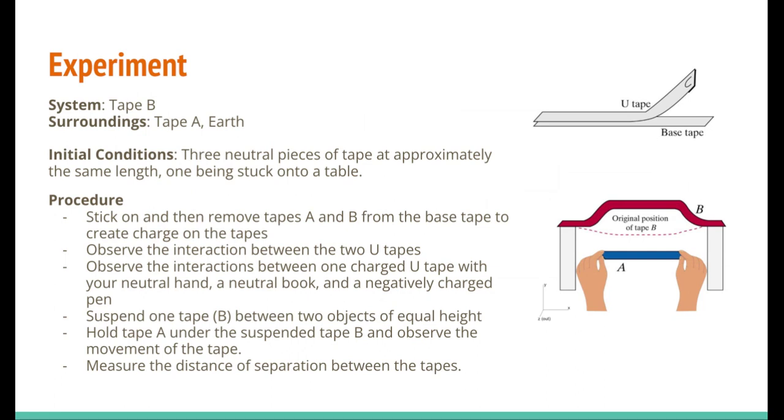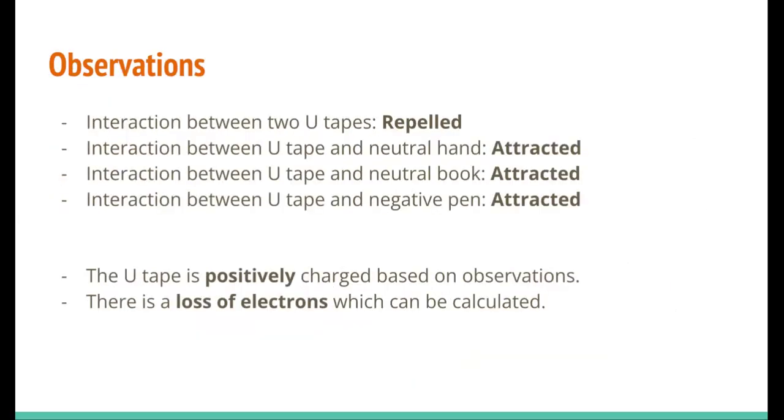So the procedure is to charge the tapes by sticking them onto the base tape and removing them. This is going to add charge to those tapes, and then we're going to observe the interaction between those tapes, between themselves and between other objects. And then we're going to just suspend one tape between two objects of equal height and then hold the other tape under it and observe the movement of the tape. We're going to then measure this distance between the tapes and use that to calculate charge.